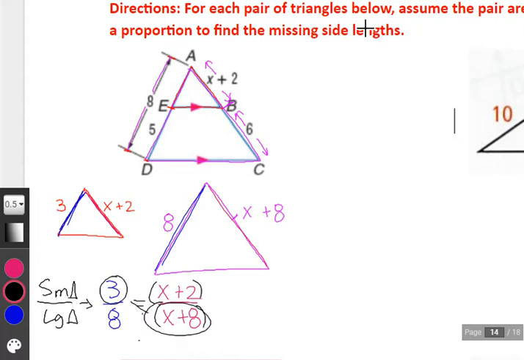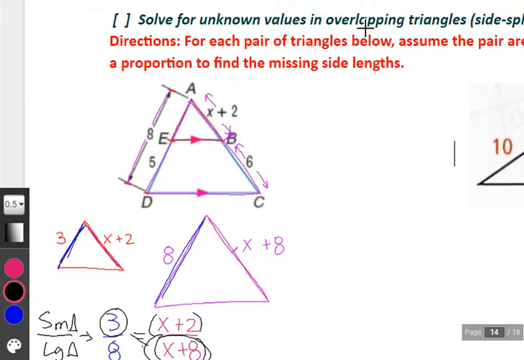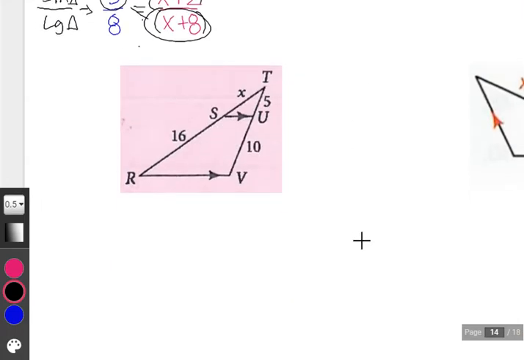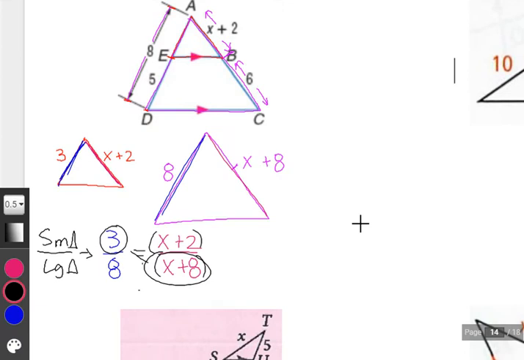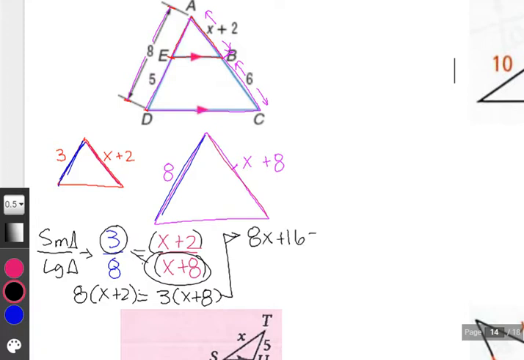Let me scroll down just a touch here, if my computer will let me. It's acting really weird. I have no idea why it's doing that. Anyway, we have 3 times the quantity x plus 8 equals 8 times the quantity x plus 2. I'm going to resume the problem right here because I'm out of space. We're going to do some distribution, so 8x plus 16 is the same as 3x plus 24.